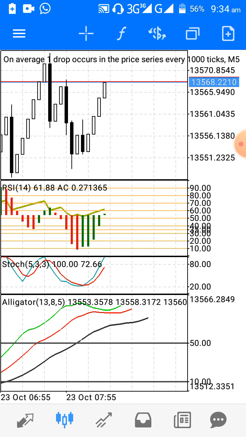So how do you trade the 5 minute time frame successfully? How do you do it, and what indicator do you use? There are several indicators that you can use. Of course, I'll be showing you some of these indicators as time goes on.